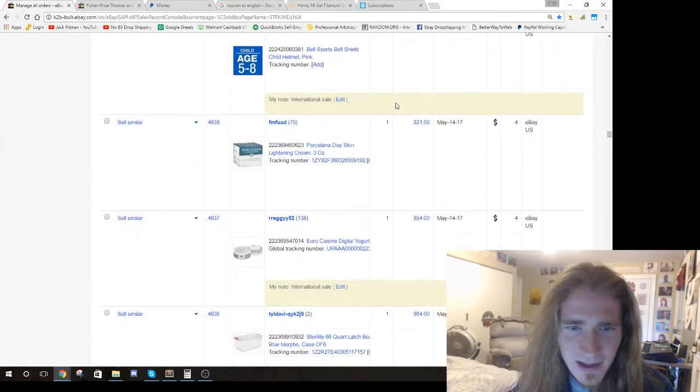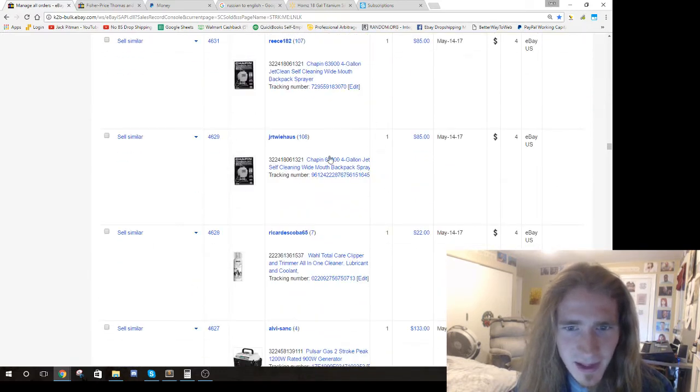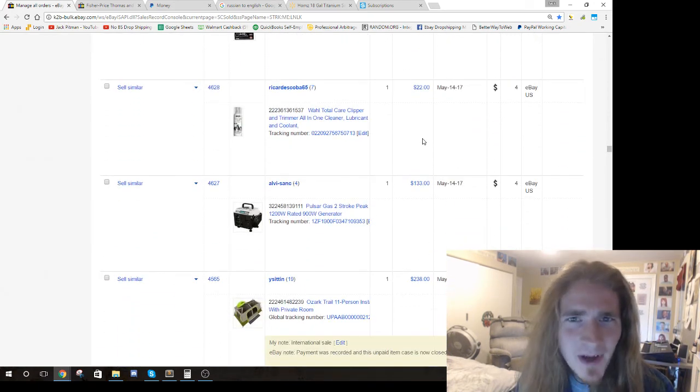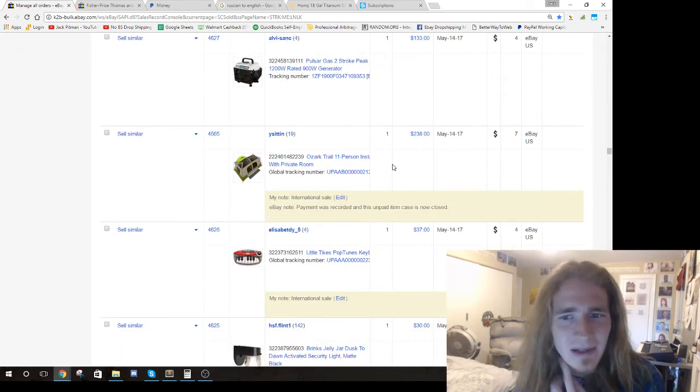Let's see. See, this is another example of that happening. A backpack sprayer to 2 different people. It happens enough that I think it's a pattern. Like, there's something causing that to happen.